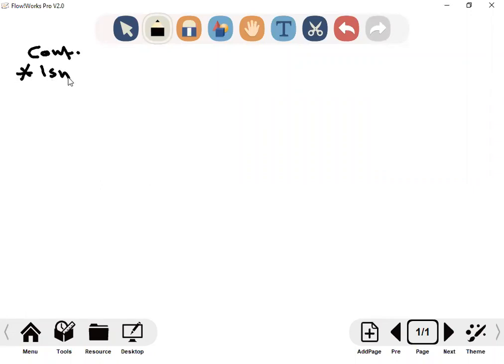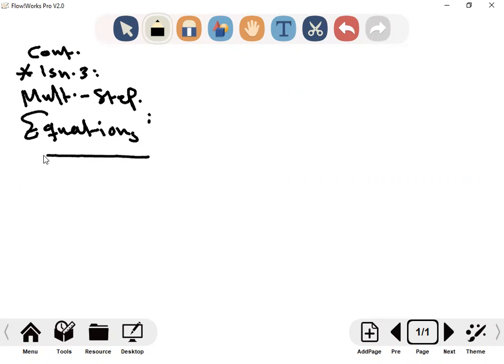Continue in lesson 3. Lesson 3, multi-step equations. We are on page 88.